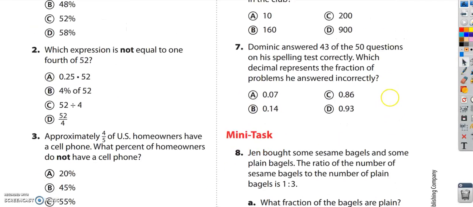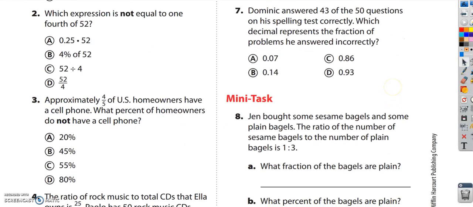Number 2 reads, which expression is not equal to... I'm going to go ahead and do number 2 and number 3 in the same screen. Number 2, which expression is not equal to 1/4 of 52? So 1/4 of 52 would look like this. And so which of those is the same as 1/4 of 52? I know that 1/4 is the same as 25 hundredths, and I know that of means times, so A should work. So I'm going to put a little check mark there as A is okay. We're looking for what's not equal to 1/4 of 52. So I think A is equal.